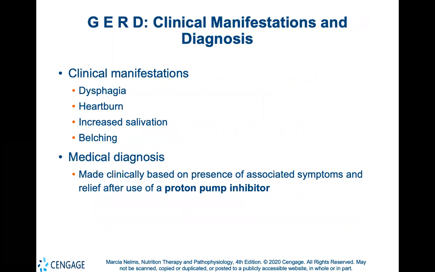Symptoms of GERD may include dysphagia, difficulty swallowing, heartburn, increased salivation, and belching. In some situations, pain is severe and may radiate to the back, neck, and jaw. In fact, pain from GERD can be confused with pain that is cardiac in origin because of the diffuse spread of pain into other areas. Medical diagnosis of GERD can be made clinically based on the presence of associated symptoms and their relief after prescription and use of a proton pump inhibitor. Further diagnosis is made by an endoscope.